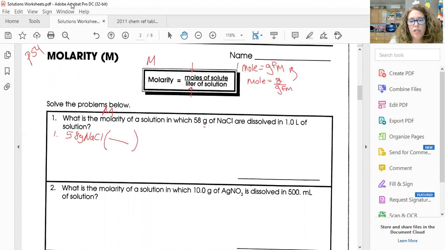And so now I need to know the gram formula mass because 1 mole of any substance is equal to its gram formula mass, right? Or I take this grams and divide it by the gram formula mass from table T.